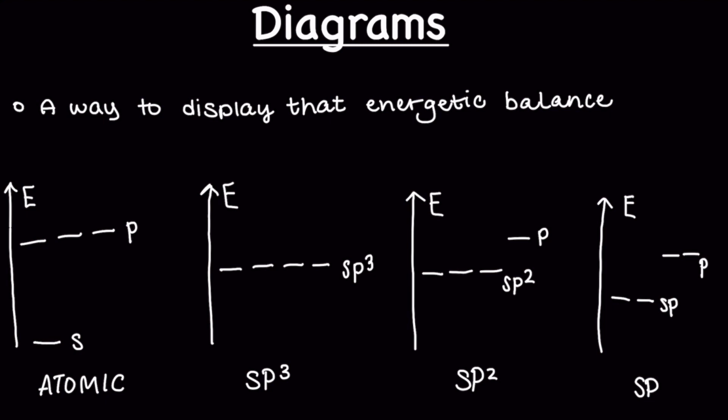So these electron balances then can be displayed in the form of diagrams to visually describe this balancing act. And when you encounter hybridization diagrams, all you'll need to know here is that there are 3 types of diagrams you will encounter: SP3, SP2, and SP. So let's start by drawing an SP3 diagram.